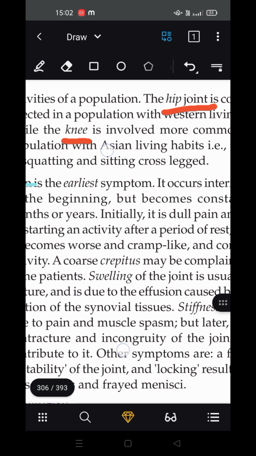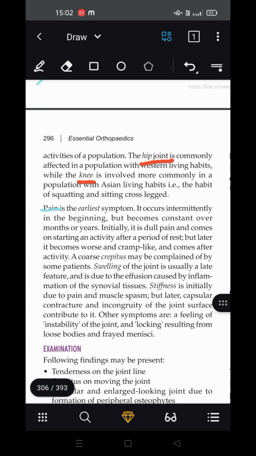Okay. Moving further, pain is the earliest symptom. It occurs intermittently in the beginning but becomes constant over months or years. Initially, it is a dull pain that comes on starting an activity after a period of rest. But later it becomes worse and cramp-like.